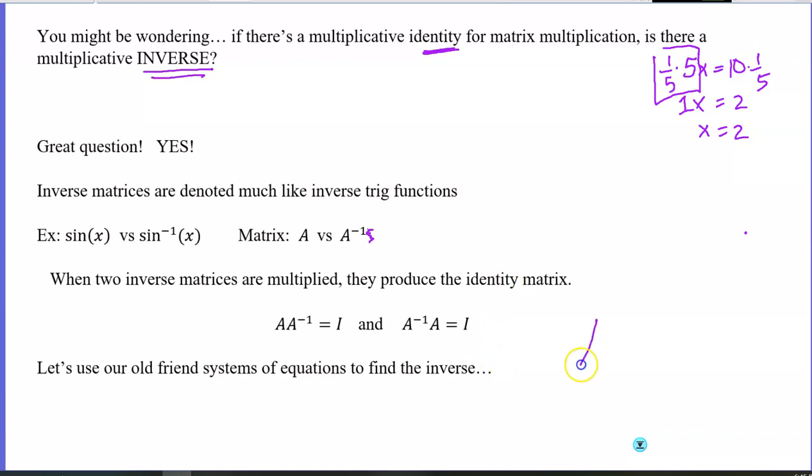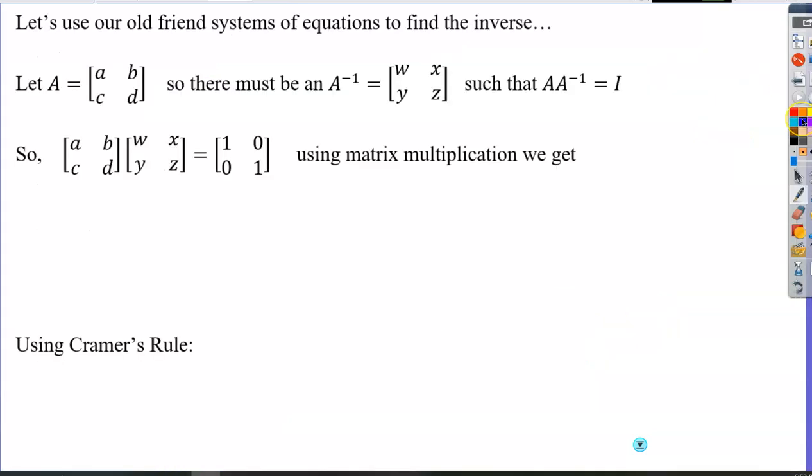So we need to figure out how the heck we get the inverse for a matrix. We're going to use our old friend, systems of equations, to find the inverse. So let's do it. Okay, let's say this is our original matrix, and we want to find A inverse. We'll let A be this, and we're going to try to figure out what this matrix is. I just filled it with some variables for the moment, and we'll figure out what these actually are in a little bit. But what we do know is that if I multiply these two things together, I should get the identity matrix, which means that matrix times that one should give me 1, 0, 0, 1.